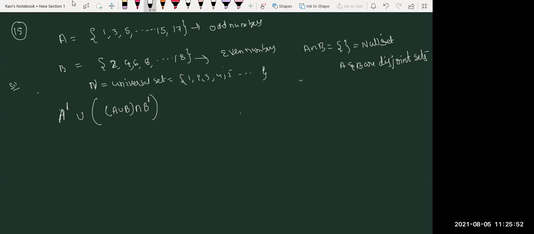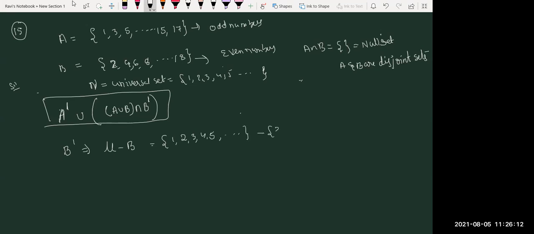Now my question is, first I want to find B complement here. B complement means from the universal set we subtract B, or not? Yes, sir. Universal set minus B. What will you get? We get odd numbers. Correct? Yes, sir. This is B complement.